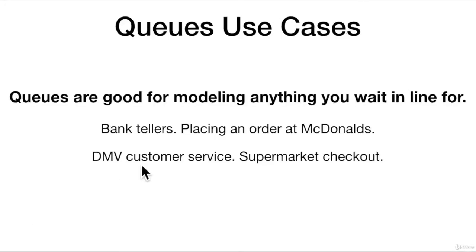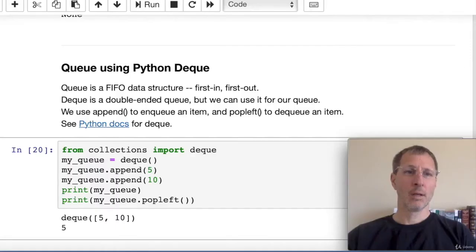So some use cases for queues, just about everything you wait in line for. So bank tellers, placing an order at McDonald's or your favorite restaurant, DMV, customer service, supermarket checkout, pretty much anything that has a line is what a queue is. And it's important to be able to model that in a computer program. So the queue data structure allows us to do that.